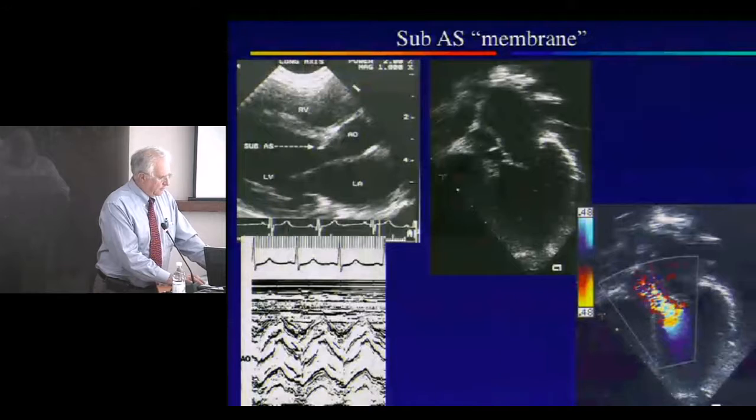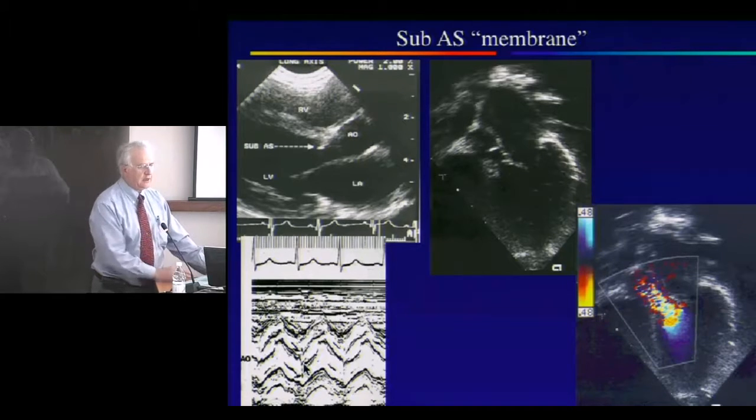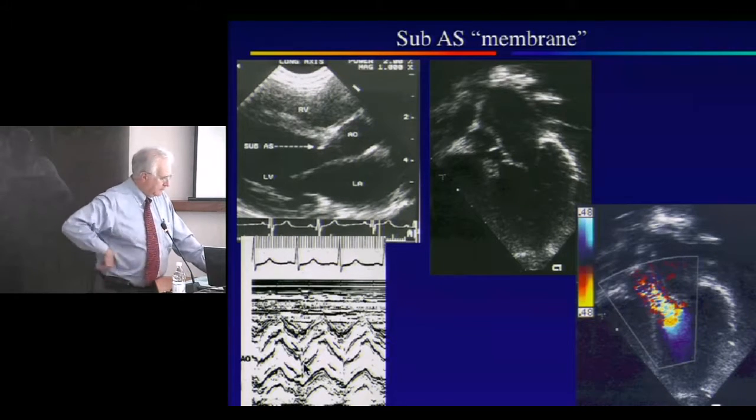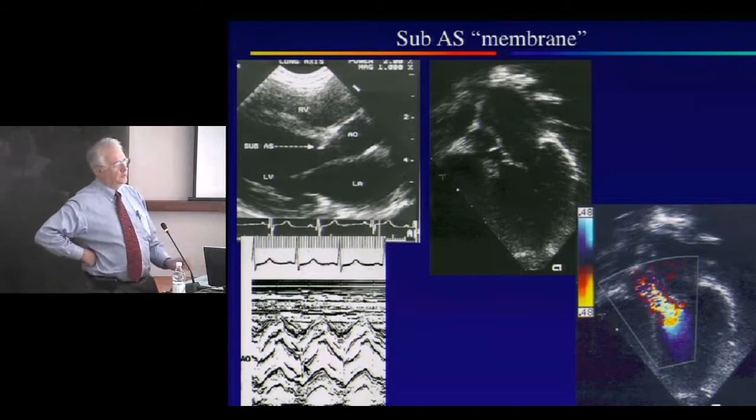And being a somewhat cautious person and somewhat old and sentimental, I have shown you a picture of a subaortic membrane in still frame from long axis and apical four-chamber view, apical five-chamber view, with acceleration of flow at the proximal end of the membrane. And also this characteristic and classical feature of the early closure associated with a membrane.